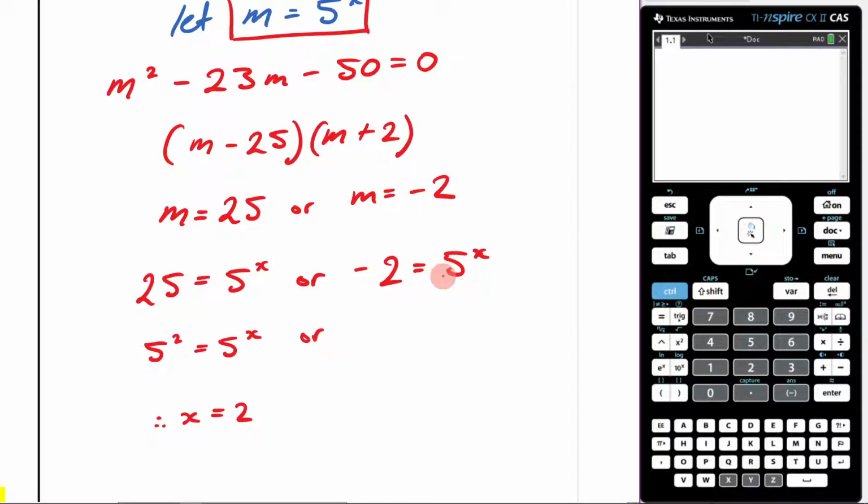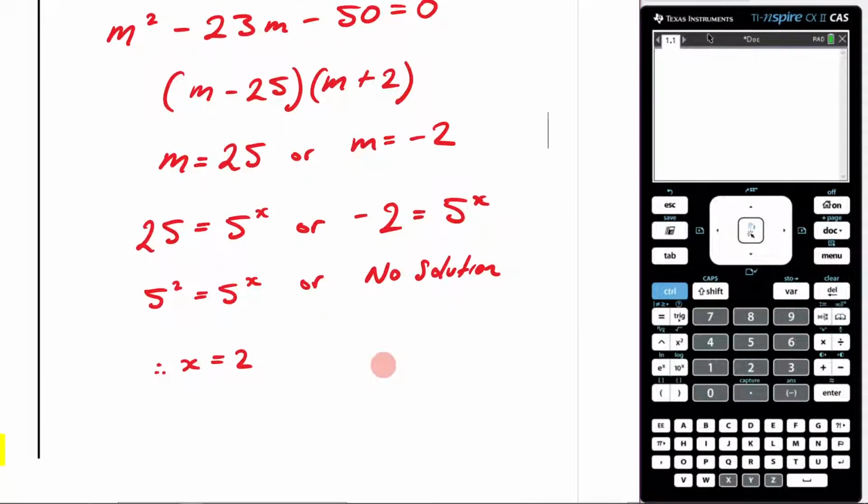Or, now here, this is where you've got to realize that this doesn't work. There's no solution here, because there is no value that x could be that could give me a negative out. It simply does not exist. Even if I was to make x a negative number here, so for example, if I made it negative 7, well, that's just going to become 1 on 5 to the positive 7. There's no way to make it negative. So that means there's no solution to that part. So you always need to make sure to check. So therefore, x equals 2 is the only solution.